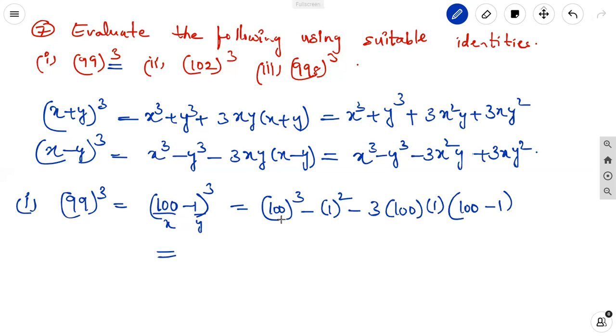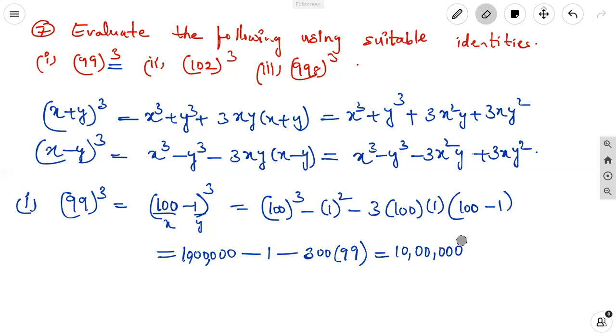Now 100 whole cube means it has 2 zeros, then after cubing we get 6 zeros, that is 10 lakhs, minus 1 minus 3 into 100, that is 300 into 99. 10 lakhs minus 1 means 9,99,999, that is six nines.